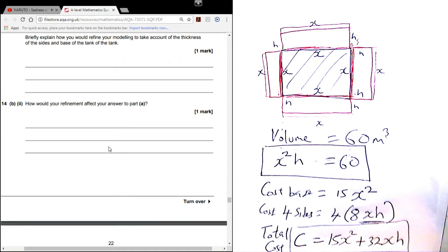The volume formula would no longer just be x squared h. It's going to have to be x squared h plus the volume that the thickness has added to this tank. So the only way this would affect it is that it would make the cost go higher, and it would make the value for h go higher as well. H would definitely need to change.